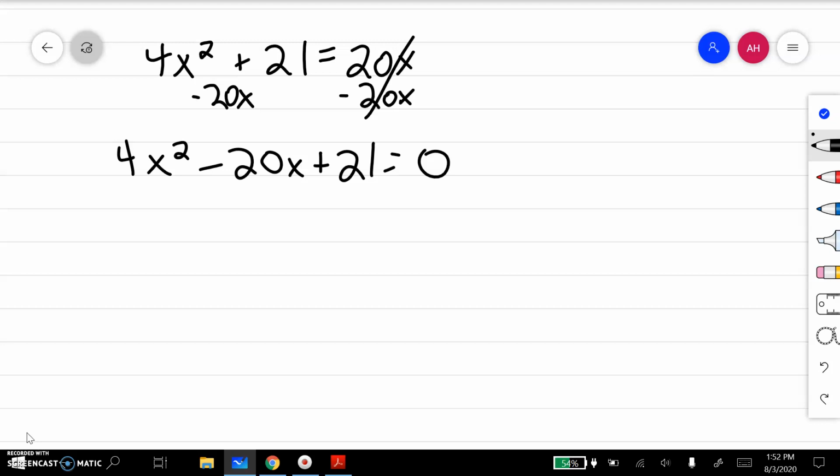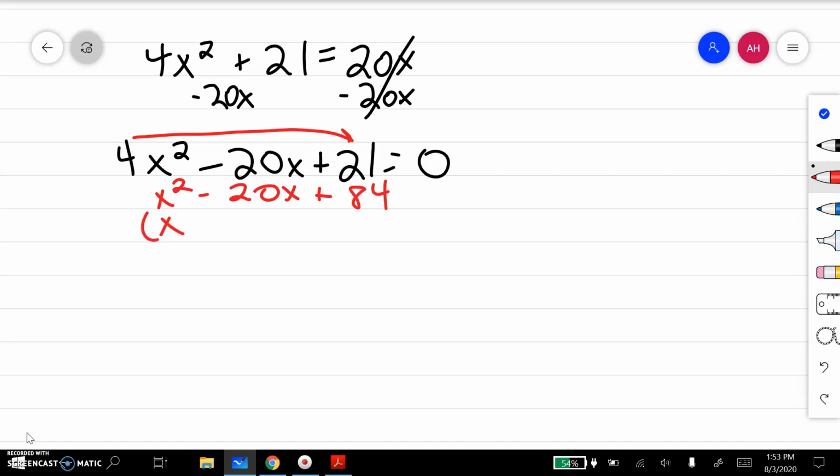Now, you have two options here. You could either factor this or use our quadratic formula. I happen to know that this factors, so I'm going to go ahead and factor this using bottoms up. You can use a quadratic formula, you'll get the same answer. So I'm going to multiply this 4 over here. So I have x squared minus 20x plus 84. Then I'm going to factor this.